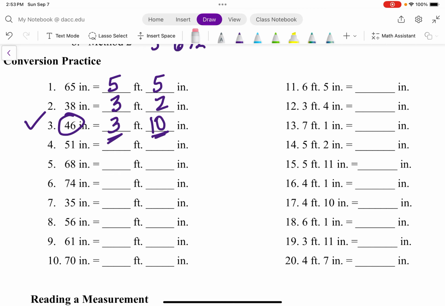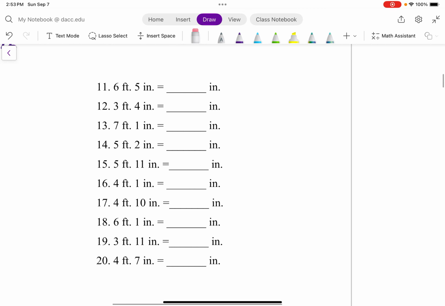Now let's go to the other side here. So we'll look at numbers 11 through 12. Numbers 11 through 12 here, we're having to do the reverse, kind of what I just showed you how to do when you're double checking your answers, from going total inches to then going into your feet and inches. Now we're starting with feet and inches and having to figure out the total number of inches.